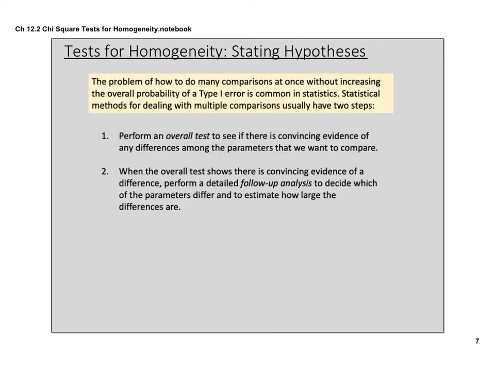So the problem of how to do many comparisons at once without increasing the overall probability of type 1 error is common in statistics. Statistical methods for dealing with multiple comparisons usually have 2 steps. Perform an overall test to see if there's convincing evidence of any differences, and when the overall test shows there is convincing evidence of a difference, perform a detailed follow-up analysis. So you can do the overall test, and then if you do find that there's a statistical difference in general, then you can break it down and go further, and decide which of the parameters differ and estimate how large the differences are.